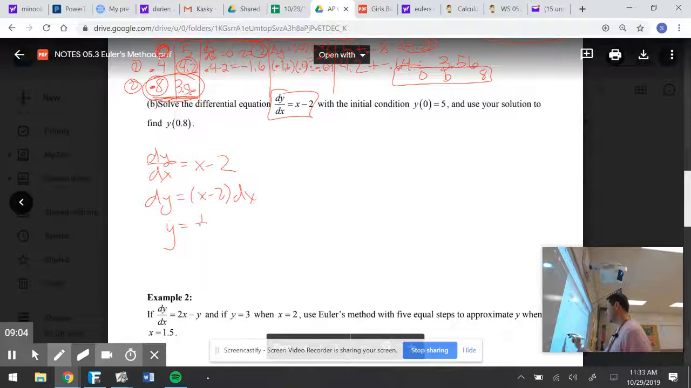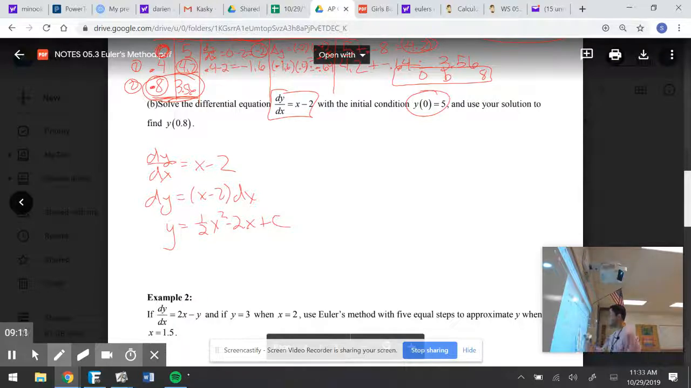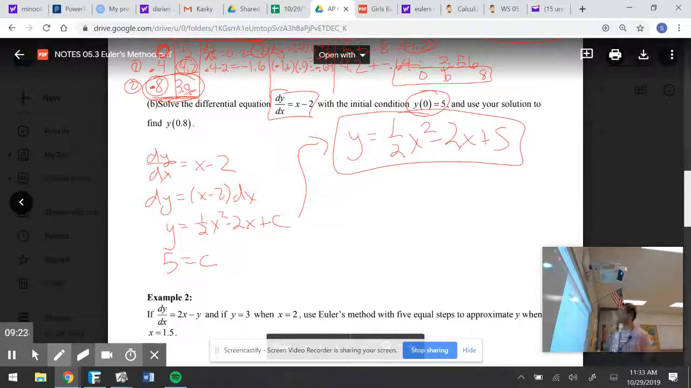Antiderivative of both sides, right, class? Plus a C. Ooh, snap, a C came up. So that means I use my initial condition right there, which would be 5 is equal to C. Then I'm going to come back here and rewrite it. Oh, snap, I don't even have to solve anything. Don't even have to worry about the initial condition. But booyah, there you go.